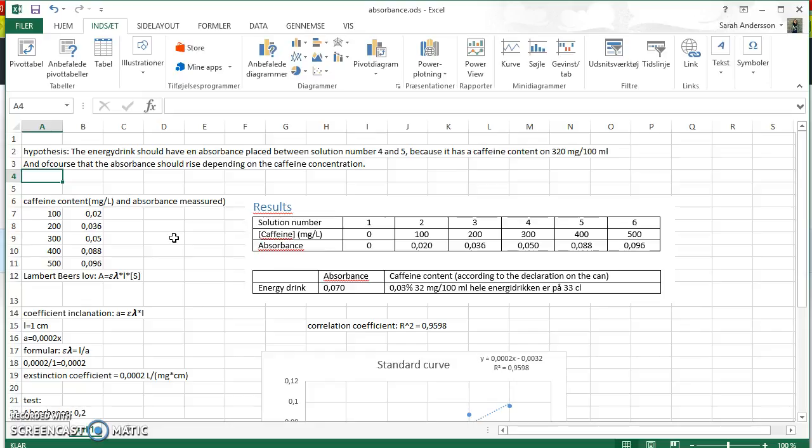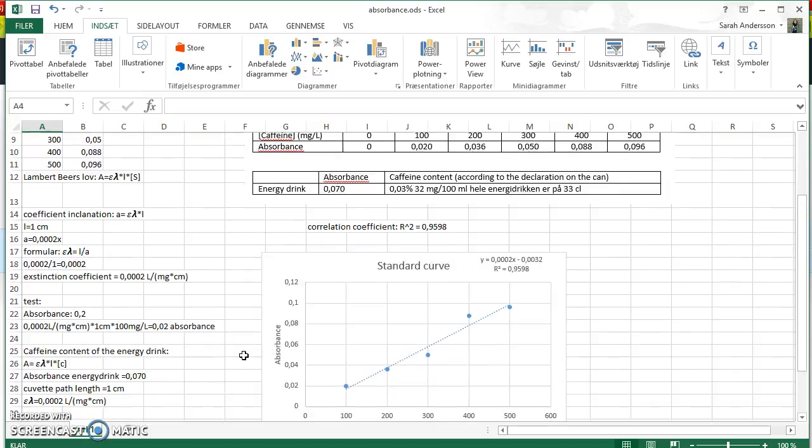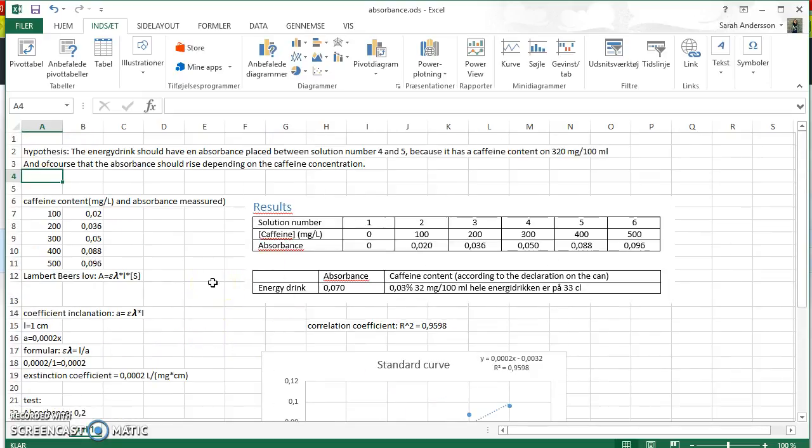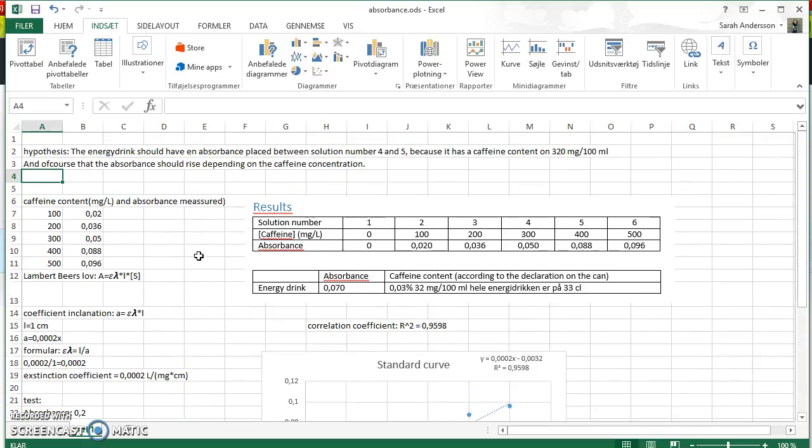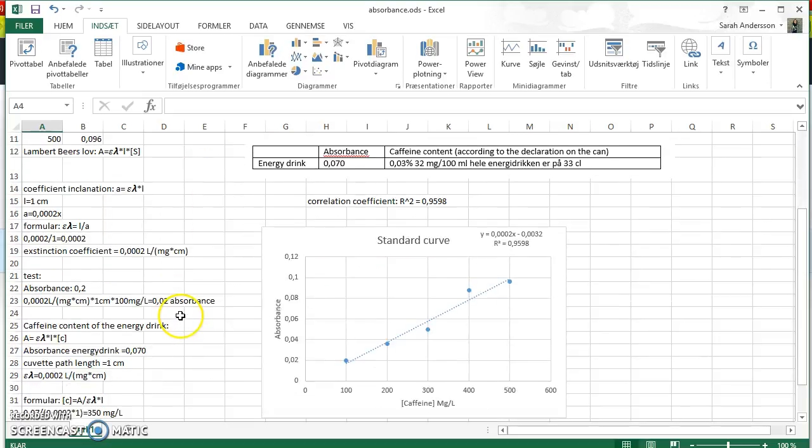Then we took out the supernatant and suspended the precipitate in 1 milliliter ethanol. We mixed it well and transferred the 7 solutions into 7 microcuvettes. And of course after that we measured the absorbance. So here we have the results we have gotten.